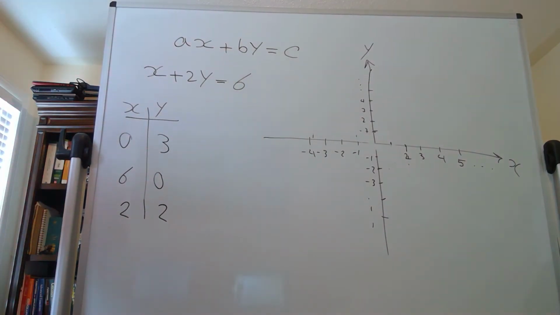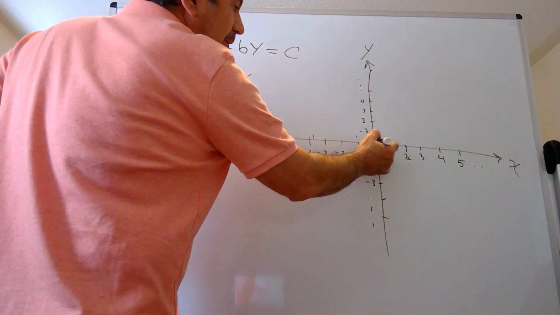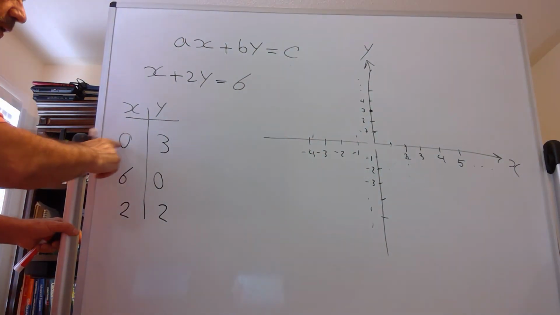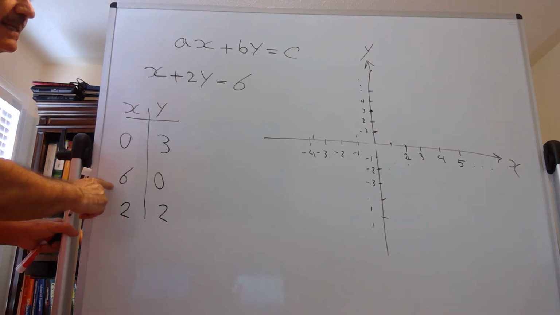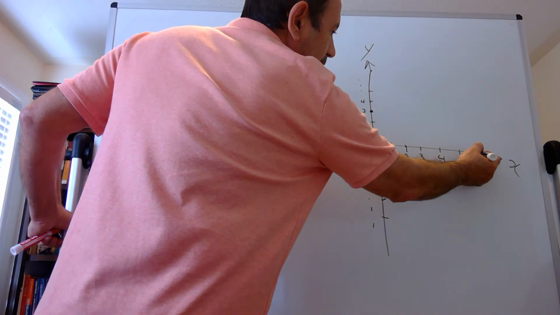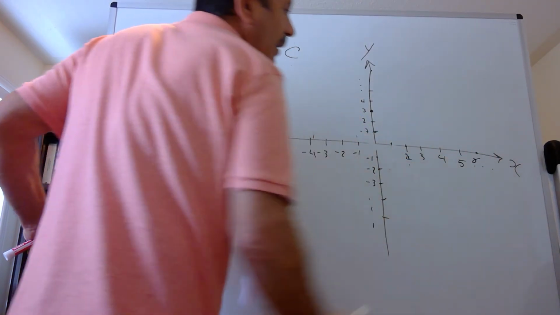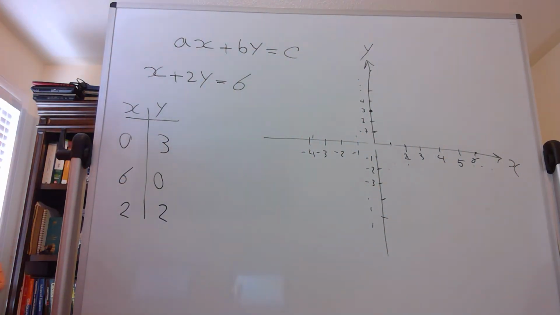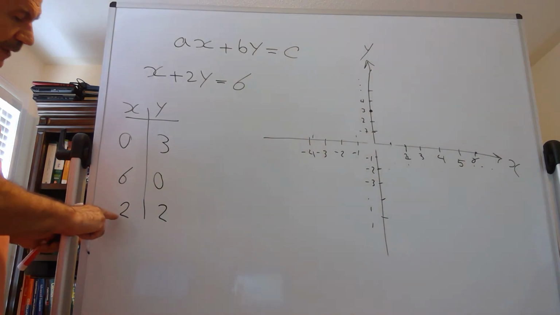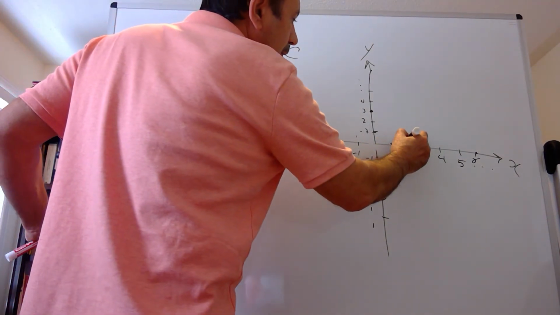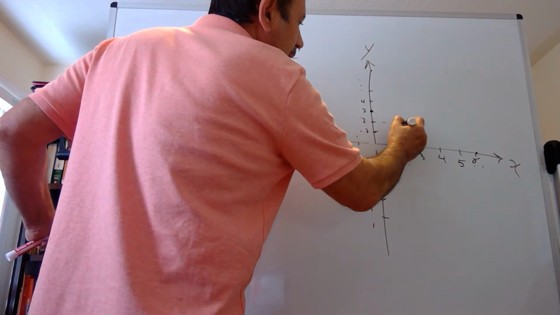X is 0, y is 3. This is one point. The other one, x is 6, y is 0. This is the other one. Now the other one is x is 2, y is 2.